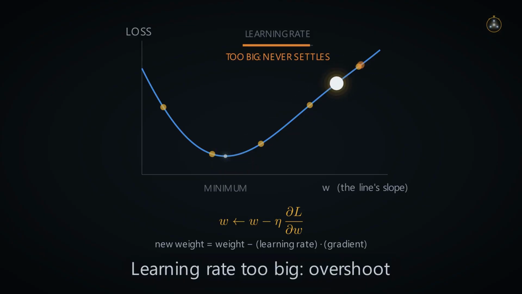One dial sets the size of each step, the learning rate. Too big, and the ball leaps clean over the bottom and bounces up the far wall, the loss flailing instead of falling. Too small, and it crawls. We set this dial by hand. The model does not learn it.